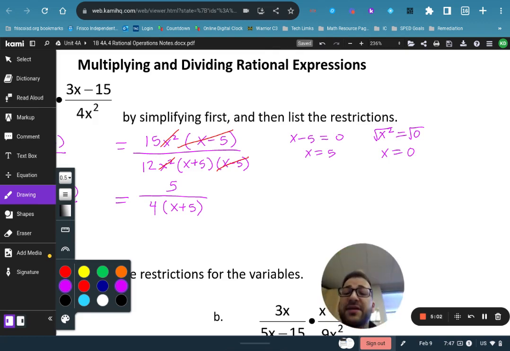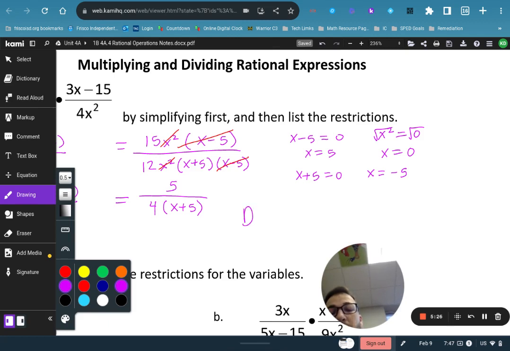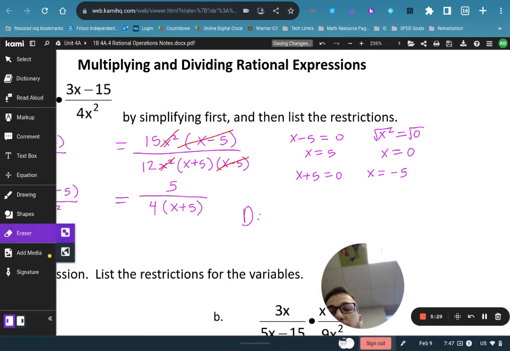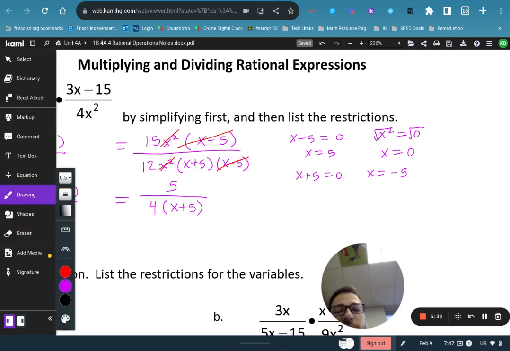And then last but not least, we still have that x plus 5 in the denominator of our expression, which, just like we talked about with rational functions, causes vertical asymptotes, which would be an issue. So setting x plus 5 equal to 0, we would get x is equal to negative 5. So our restrictions on our expression would be that x cannot equal 0 or positive or negative 5.